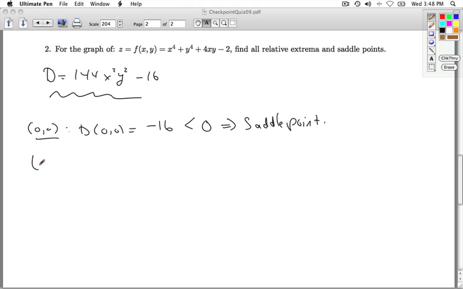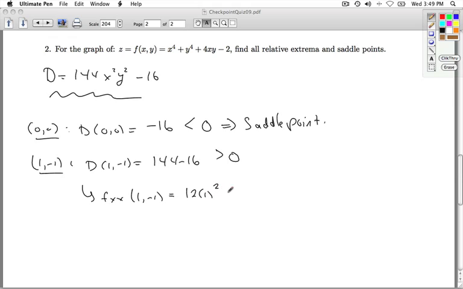Let's look at 1, negative 1. D of 1, negative 1. 1 in for x, negative 1 in for y. I get 144 minus 16. That's going to be bigger than 0. So if D is bigger than 0, I need to check fxx. So I take fxx at 1, negative 1. And I get 12 times 1 squared. And this is 12. And that's bigger than 0. So with D bigger than 0 and fxx bigger than 0, that tells me that we have a relative min at that point.